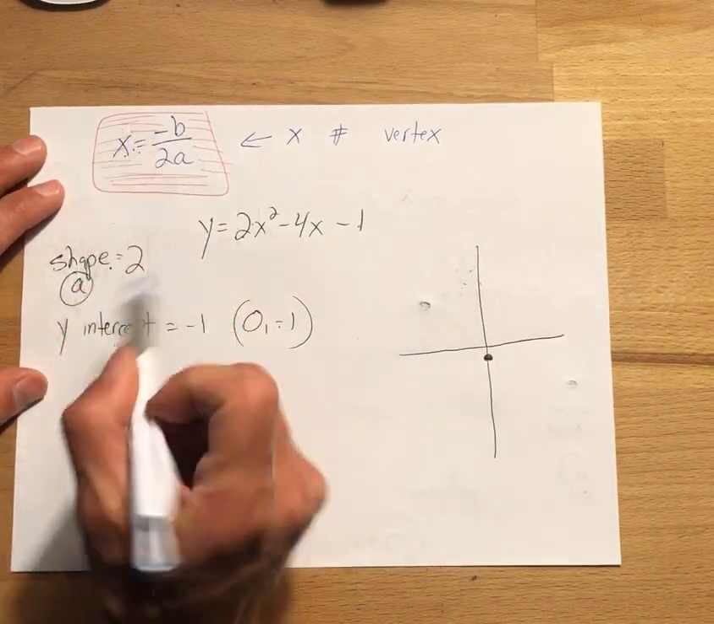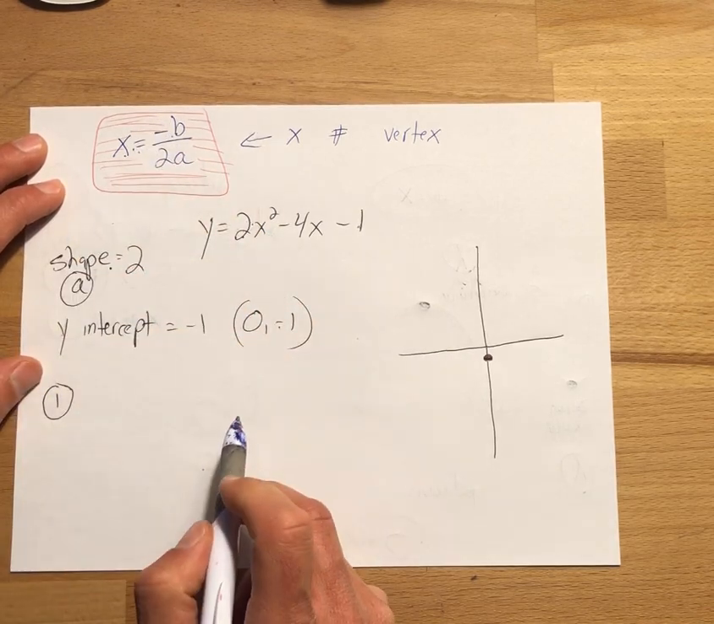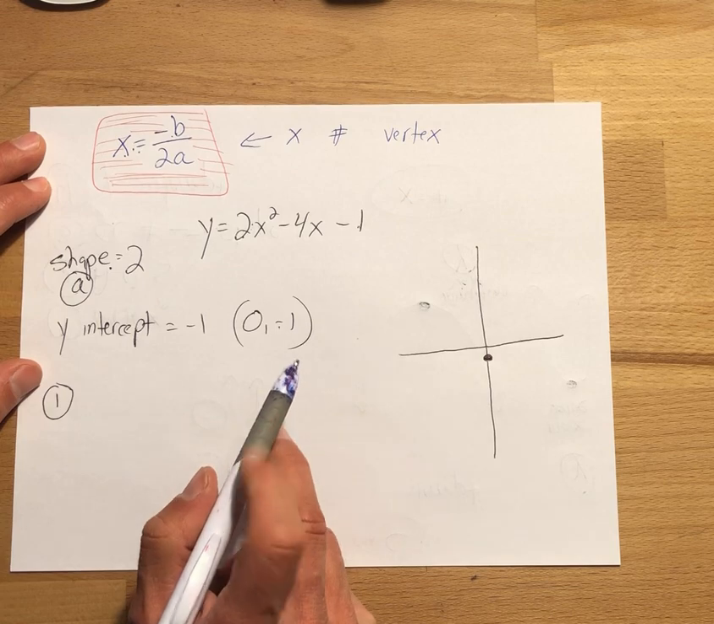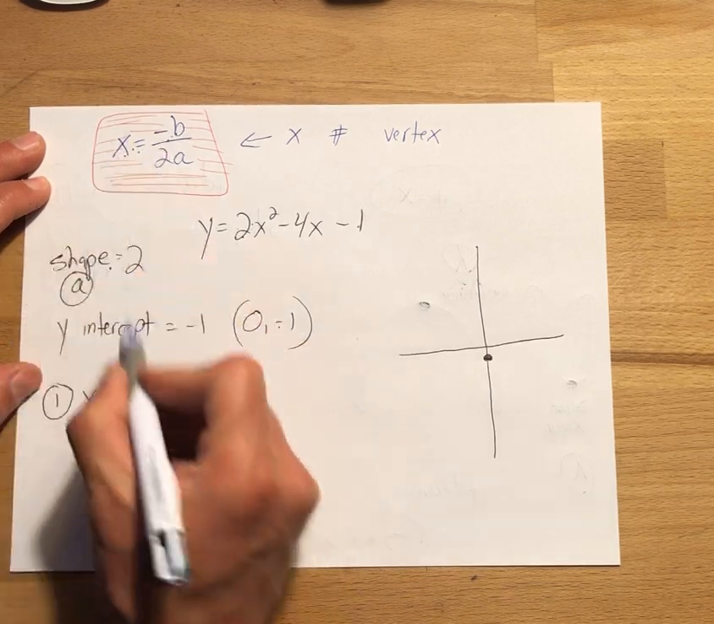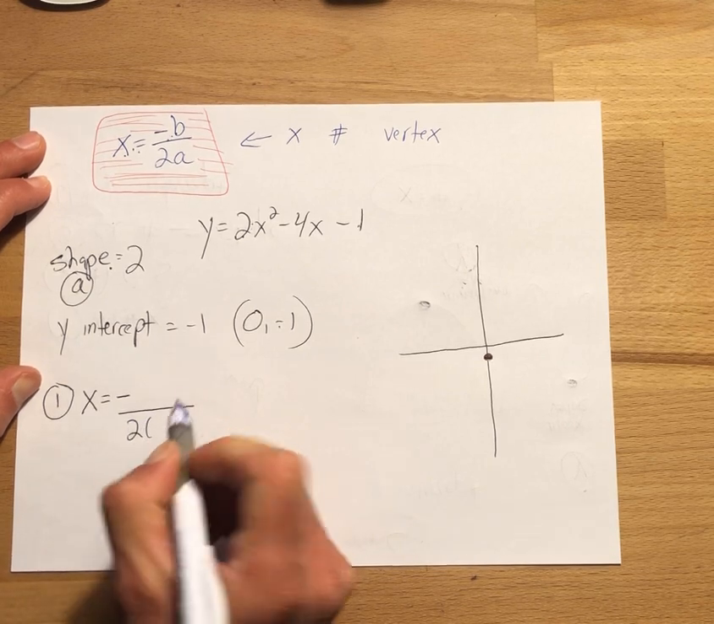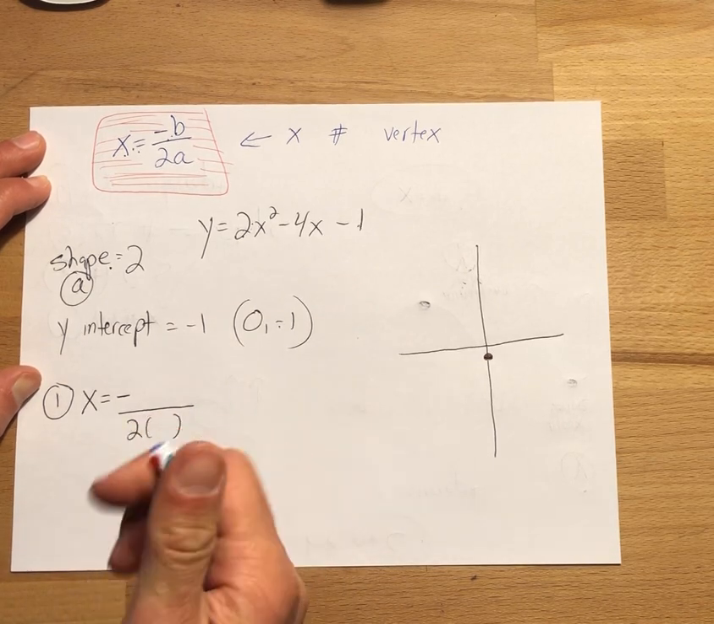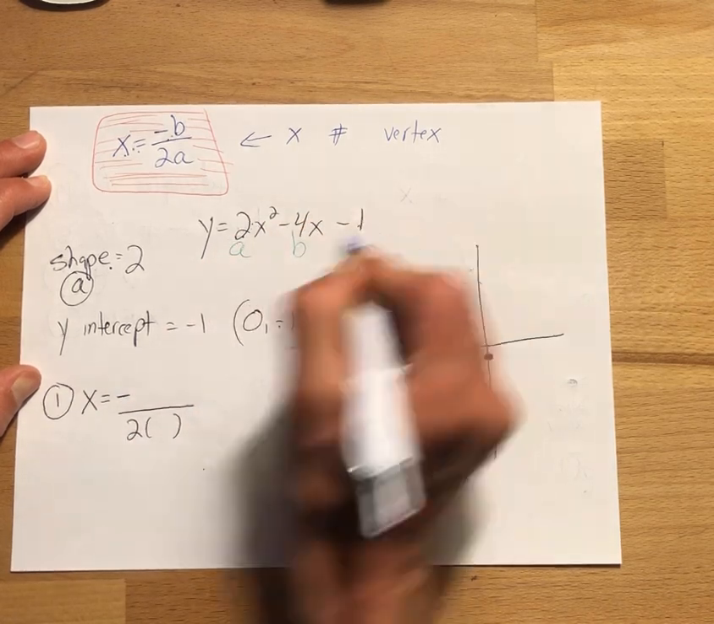Look, this is your formula for the vertex. To find your x number, you're going to take the negative b and divide it by 2 times your a. So let's plug this in. Remember, this is my a, this is my b, and this is my c.